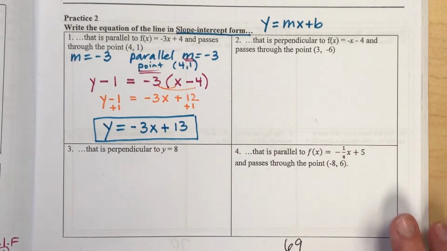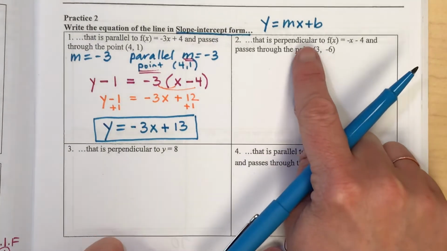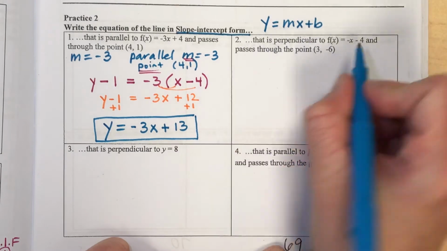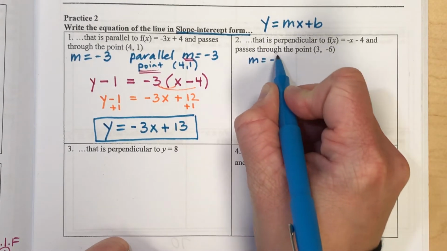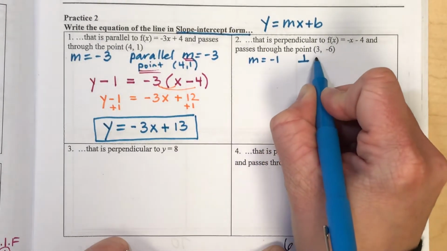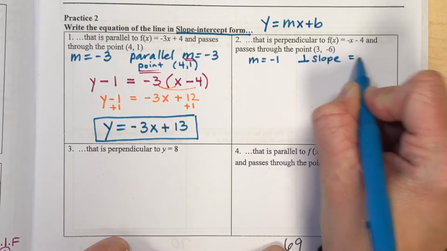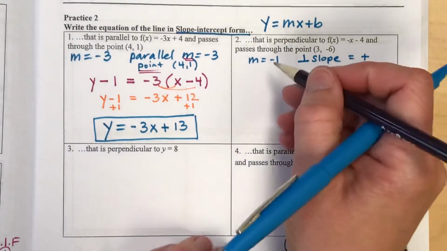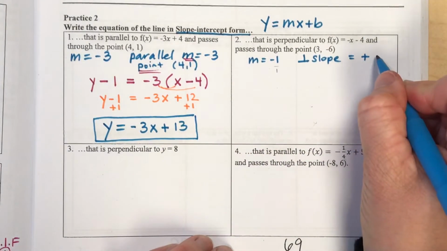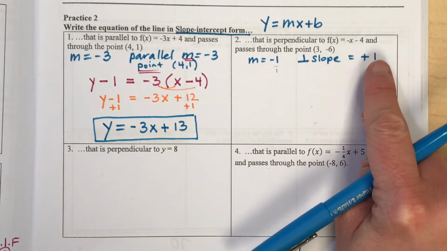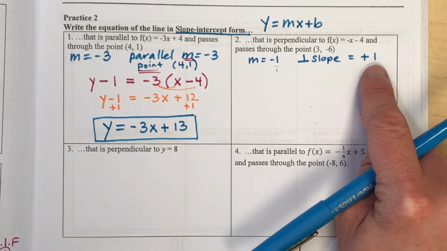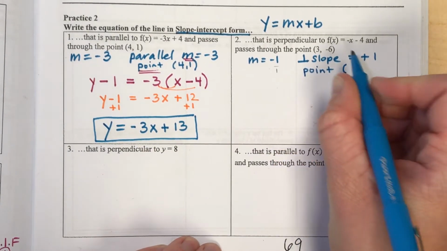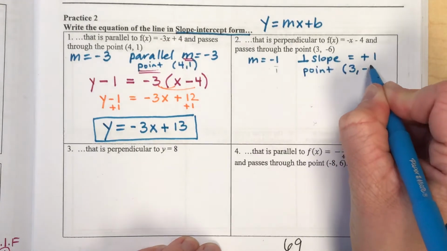Now in the second example, I want to have a line perpendicular. Now in my slope that's given here, my coefficient of x is negative 1. And if I want perpendicular slope, I need it to have the opposite sign, which will be positive. Now 1 is kind of like the fraction 1 over 1, and if I flip that upside down, I still get 1 over 1. So my opposite reciprocal slope will be positive 1. Now I also need to use a point, and the point that they're telling me for my line to go through is the point 3, negative 6.